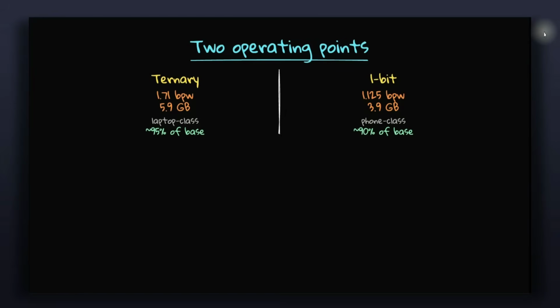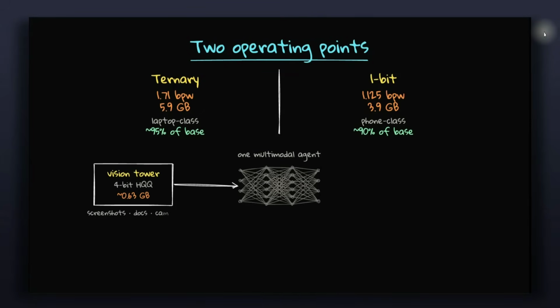Now, in terms of the quality, the ternary preserves about 97% of the base, that is the 27 billion model. And for 1 bit, it still preserves up to 90% of the base, which is kind of incredible in terms of the performance that it still keeps. But here's the most interesting part. The original 27 billion model is multimodal, and it stays a full multimodal agent.